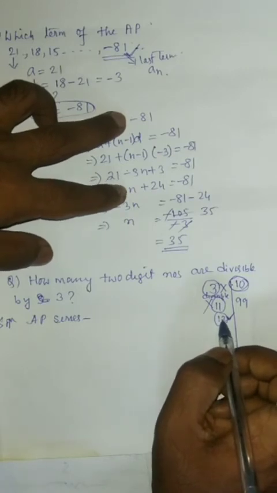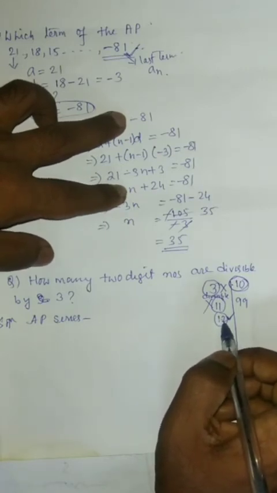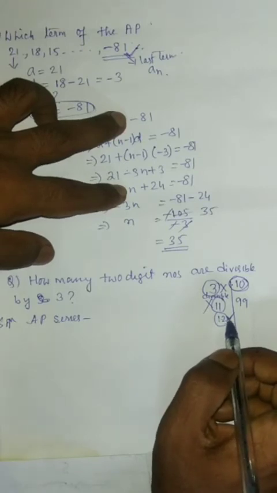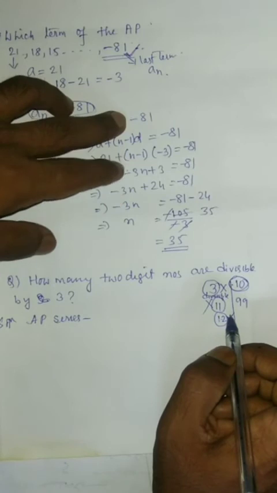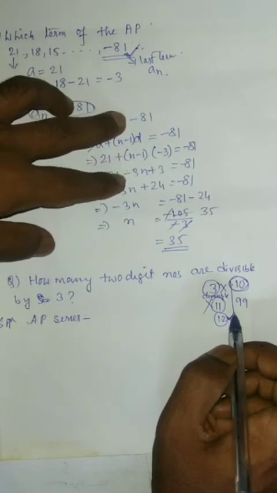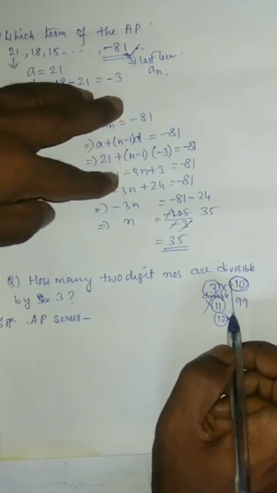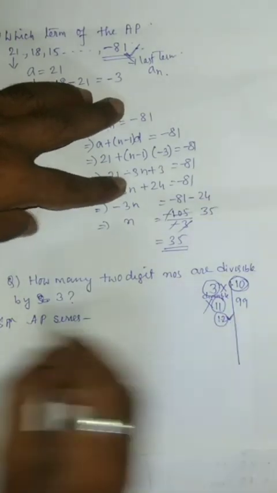So first of all you have to find the first number which is divisible by 3 and it should also be 2 digit. So our first 2 digit number is 12 which is divisible by 3.